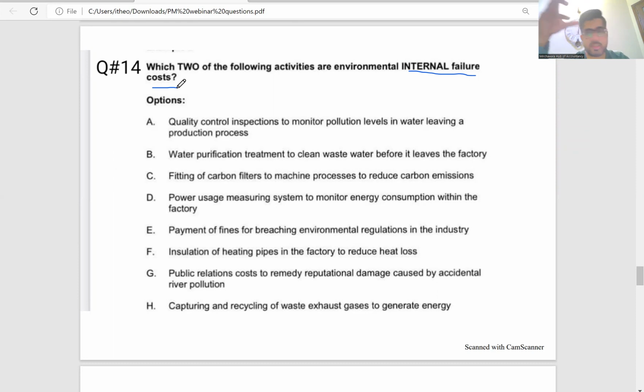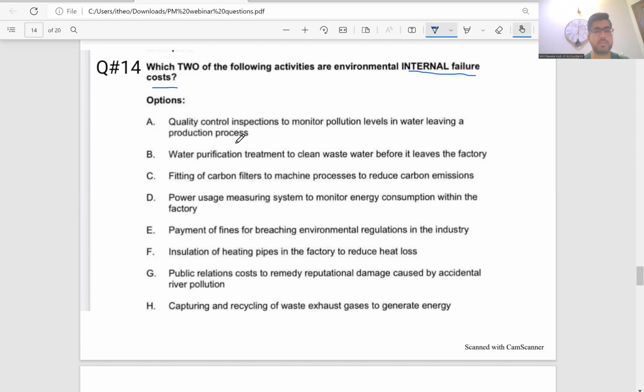Any cost incurred with the objective of preventing something, that's a prevention cost. Any cost incurred on inspection, it's an appraisal cost. Any cost incurred as a result of error, that's internal failure cost. And any cost incurred after the product leaves the factory or premises, that's an external failure cost. Okay. So which two of the following are internal failure costs?